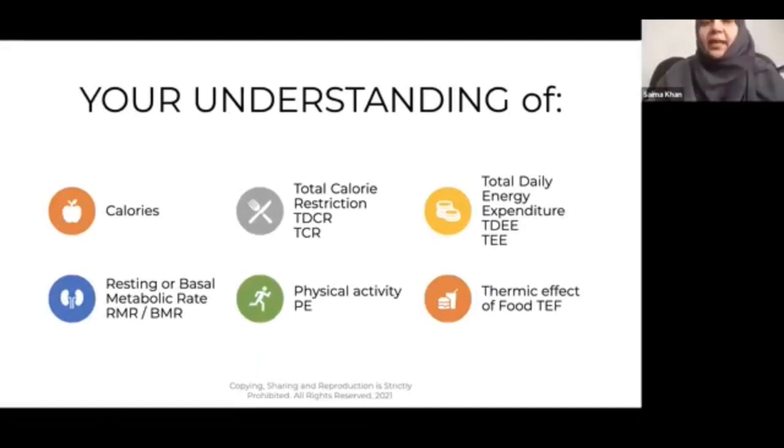What is actually physical activity? And you probably all know what the thermogenic effect of food is, but you actually don't know that it's the name of this thing. So we'll talk about that.